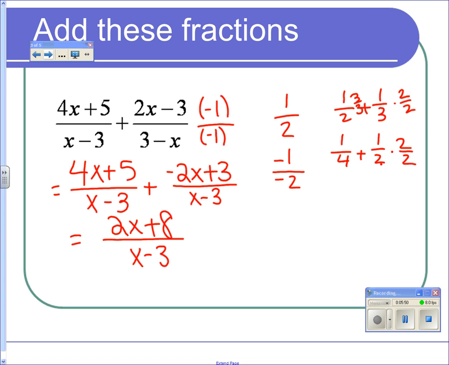Those are the two ways they're going to ask for those questions. Either give you a minus sign and you have to move it, or they'll give you a plus sign and you have to multiply both the top and the bottom by -1.